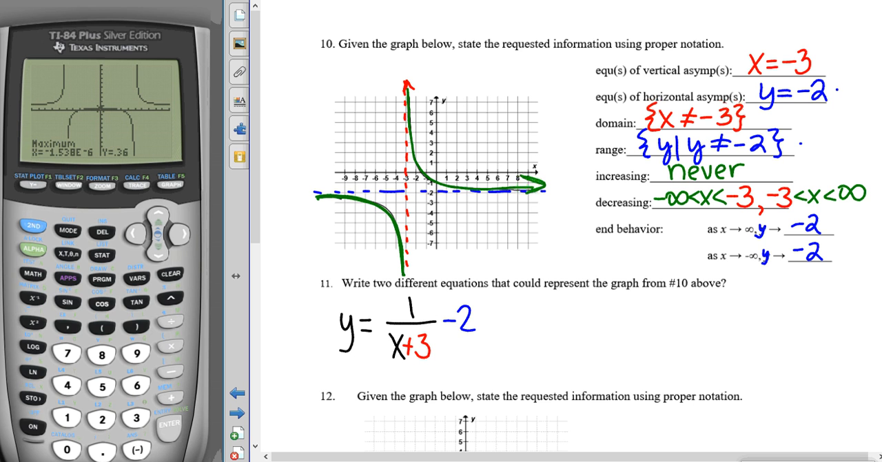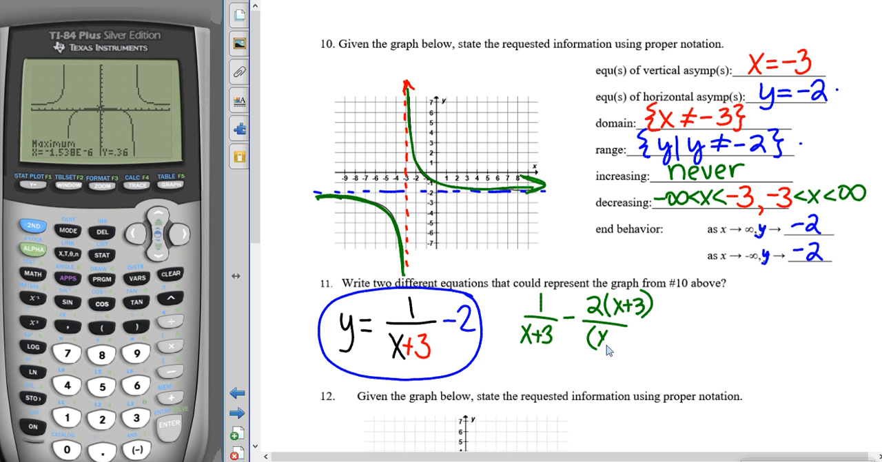-2 on the end. By the way, on your test, this will be multiple choice, so you could look at them and figure out which one matches. So that's my first equation. For my second equation, if I went ahead and combined like terms with this one, I have 1 over x plus 3 minus 2, I just get a common denominator, x plus 3 over x plus 3.